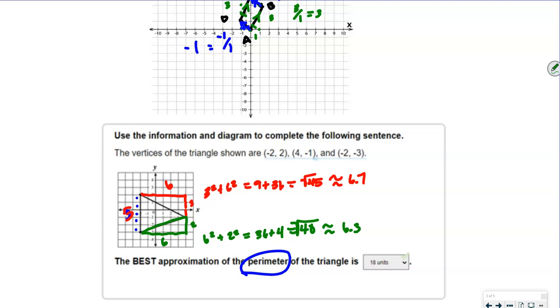So what we're going to do is add these three numbers together. So we had 5 over here. So we're going to add the 5 plus the 6.7 plus the 6.3. So that's going to be 5 plus 12, so that's going to be 18 right there, y'all. Approximately 18, okay?